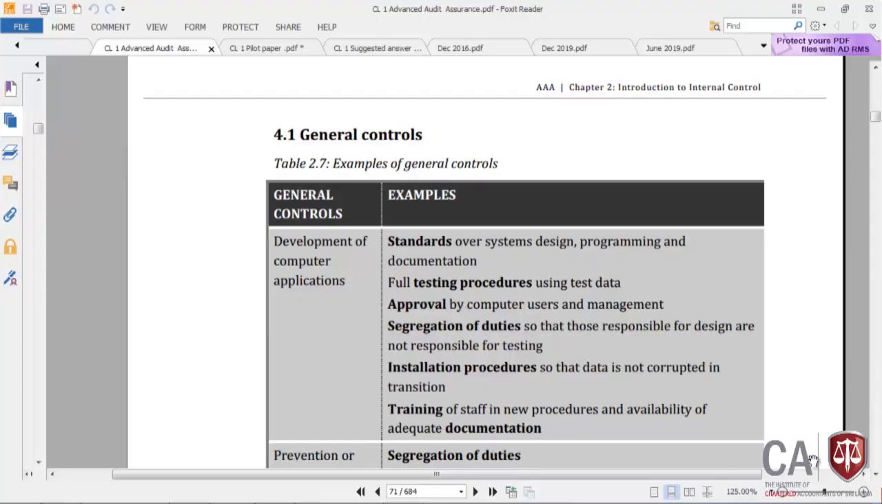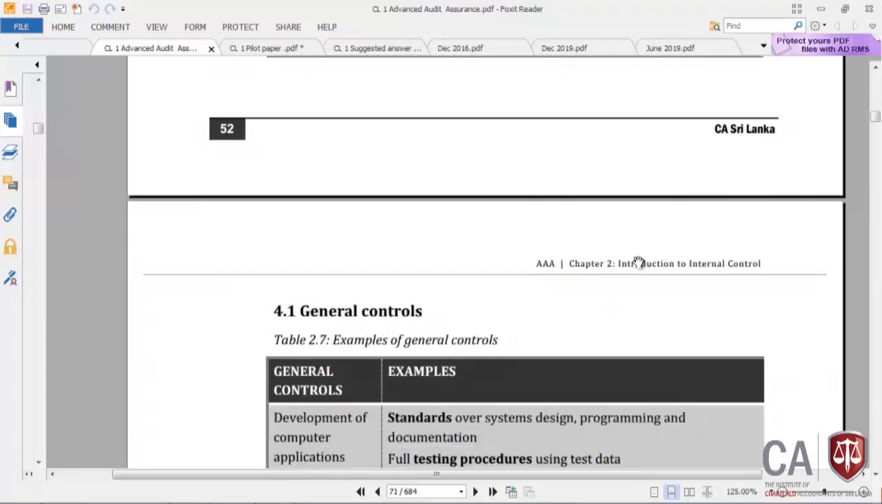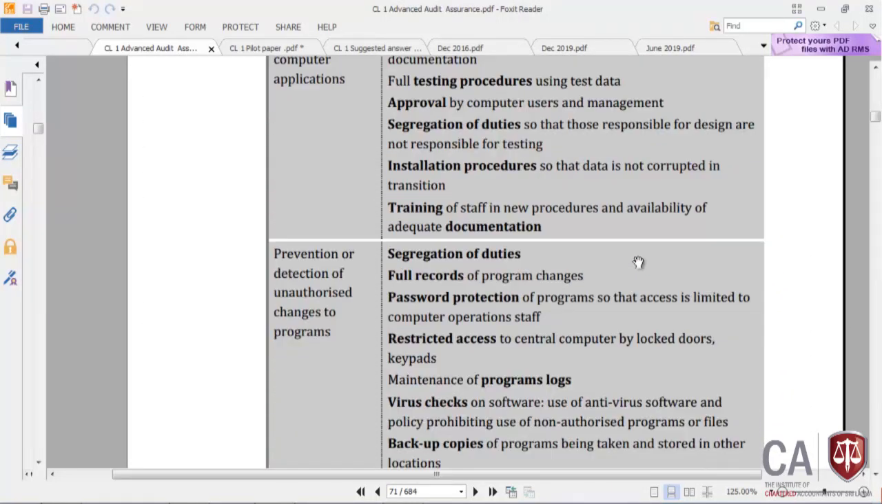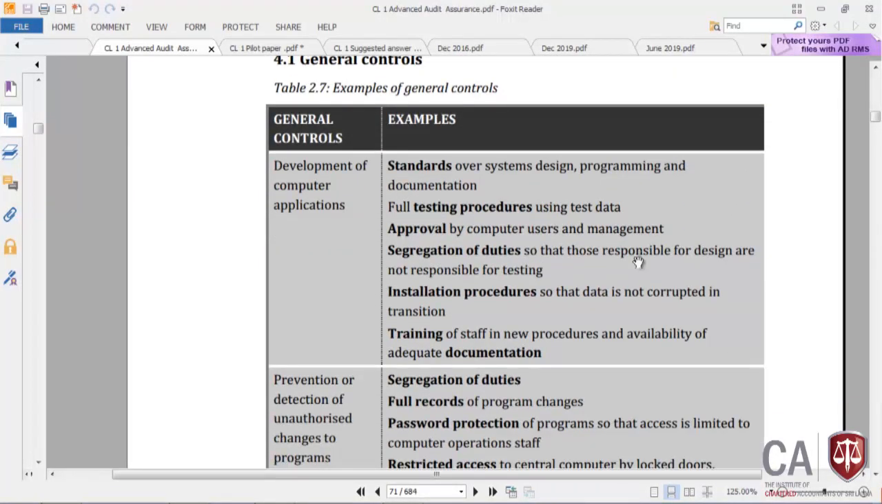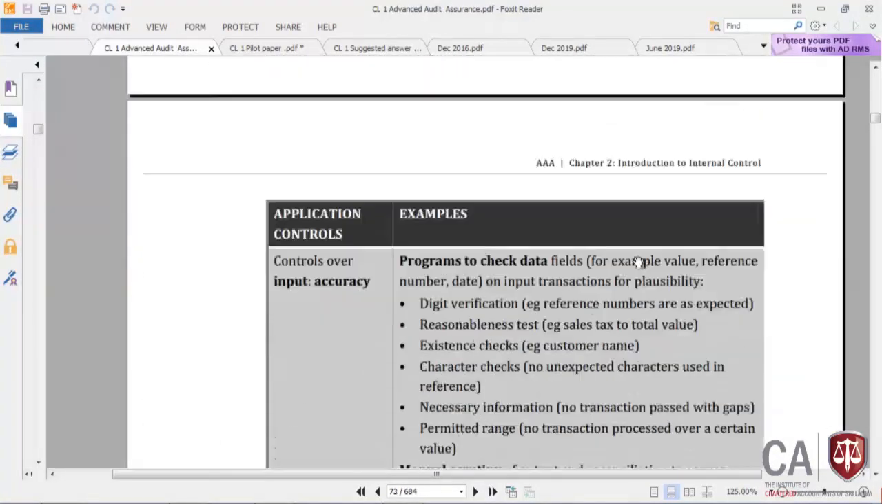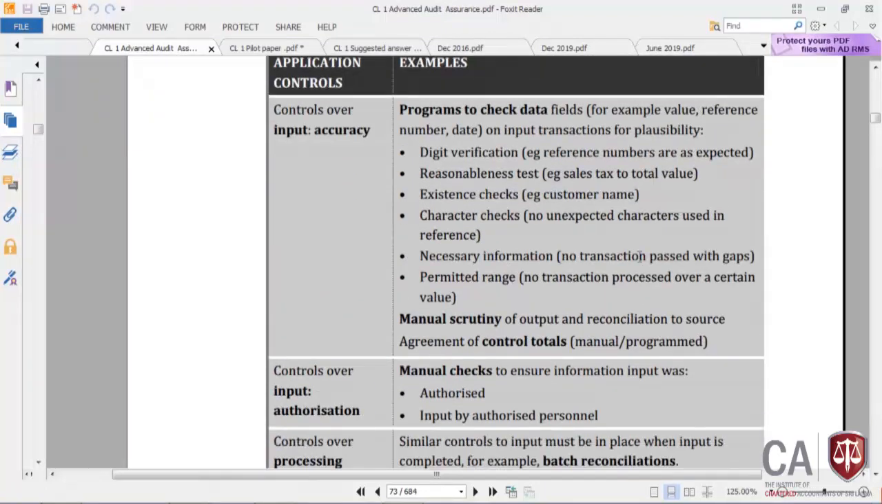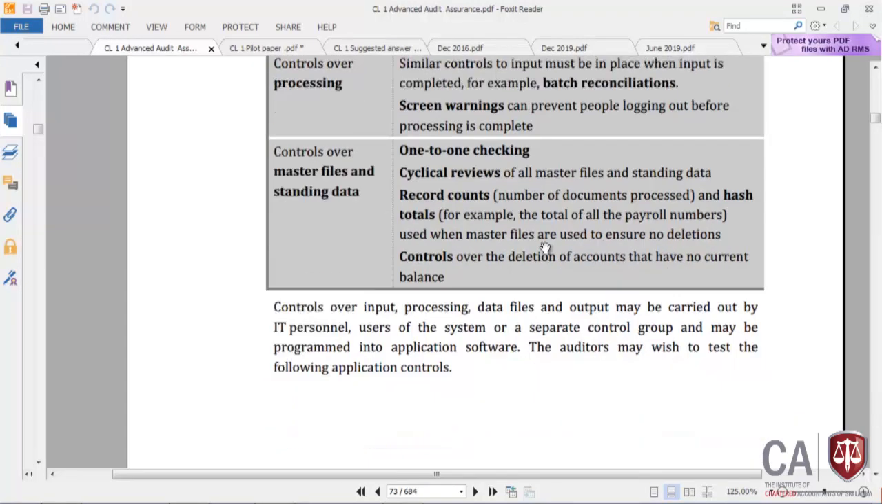If you look at the study text under the internal control chapter, this example that I told you is on page number 53. You see general controls, and a lot of examples are given here. You can go through and prepare your own short note. In application control also there are examples given. For example, I told you digit verification, reasonableness test, existence check, character checks, permitted range. Those things are there. 4 examples you should remember.